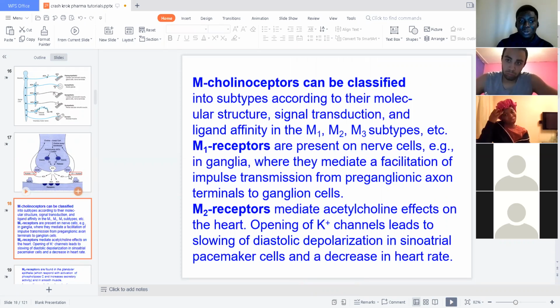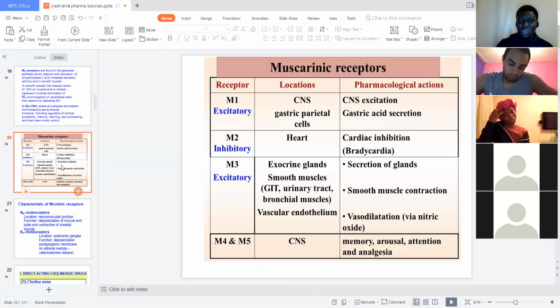So now we're going to talk about the location of these receptors. I want you to memorize this table. How I memorize this table is by using a nursery rhyme. So it's head, shoulders, and everywhere else. So M1 is located in the head, which is the CNS, and then M2 is located in the heart. Then M3 is everywhere else. So the smooth muscles, the bronchial muscles, then the vascular endothelium.